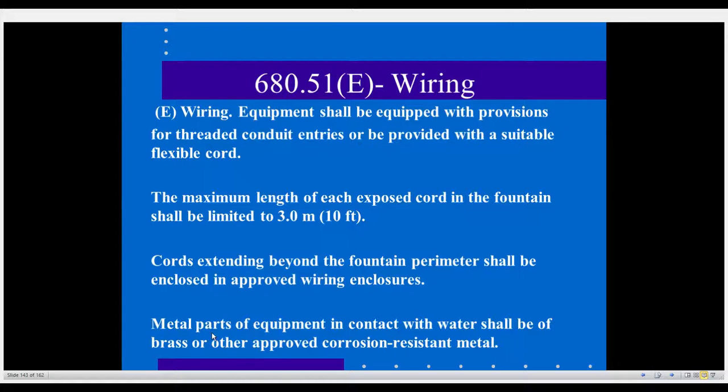Now, metal parts of equipment in contact with the water, now we're talking about the equipment that's in the fountain, shall be brass or other approved corrosion resistant metal. Okay, hopefully that's going to all be taken care of by the equipment that's designed to go in the fountain. But just keep that in mind that if the metal parts are in contact with the water, it's got to be either brass or approved corrosion resistant metal, maybe even stainless steel or something like that.